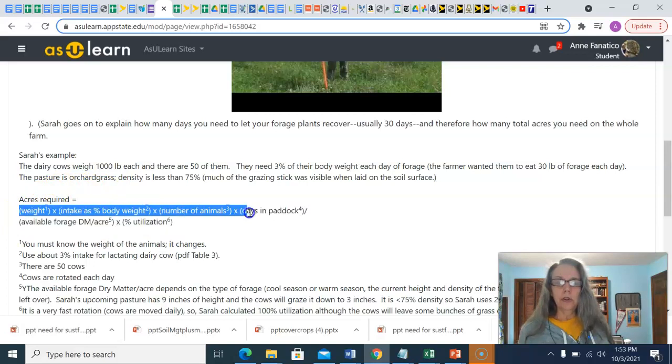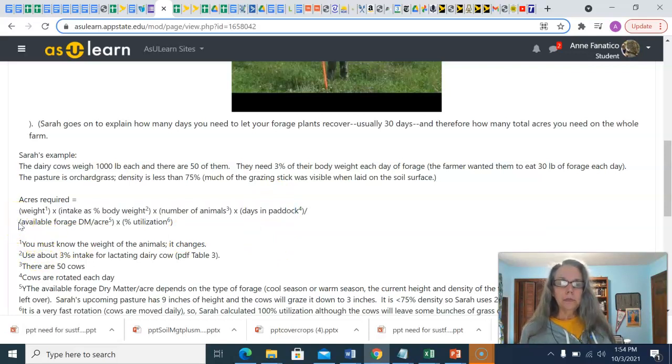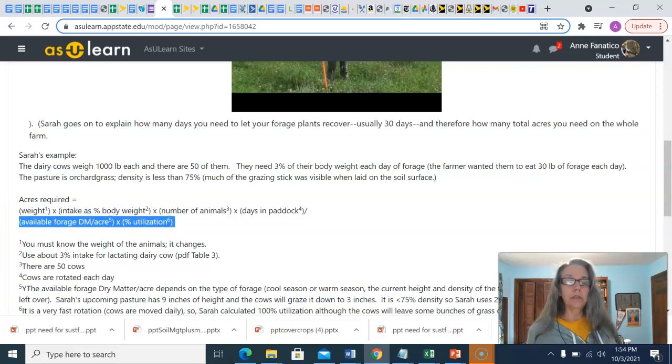The numerator, you need to know the weight of the animals, or maybe you know the weight of the whole herd, and then what percent intake they need as a percent of body weight. With animals that are high producing, they're going to need more. Dairy cattle need up to 5% dry matter as a percent of their body weight. And you need to know how many days you want to leave them in the paddock to be able to determine your paddock size. That's the numerator. And then the denominator in this particular formula, this is to determine how many acres are required.